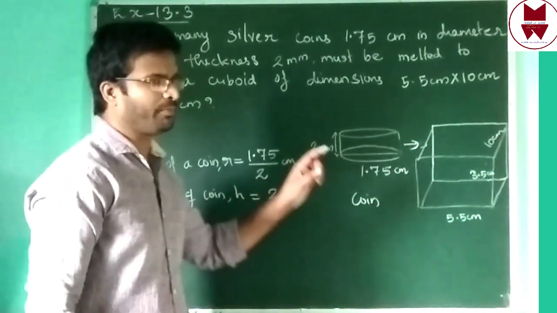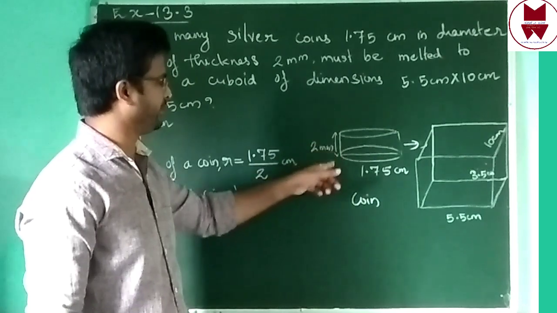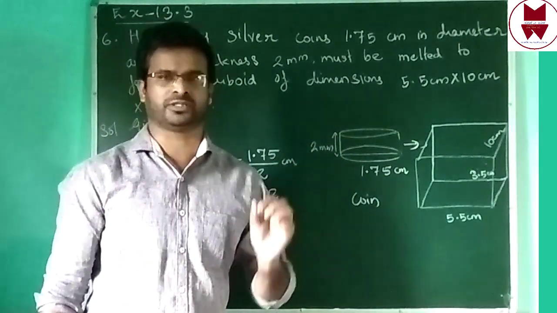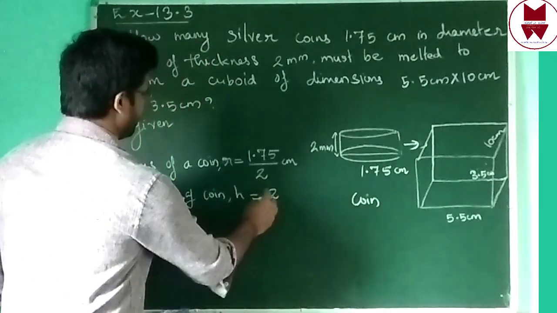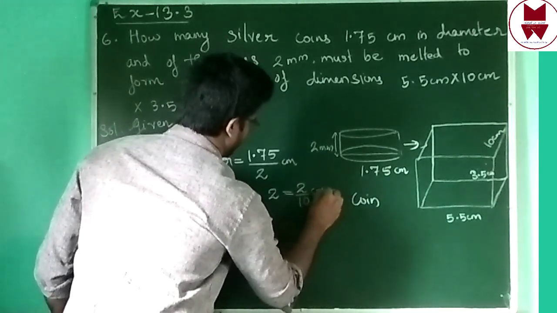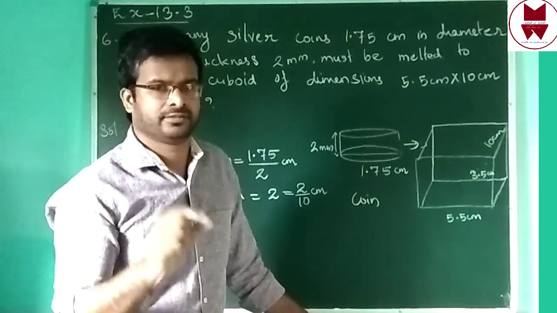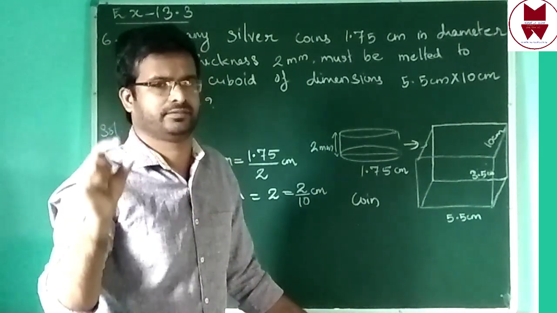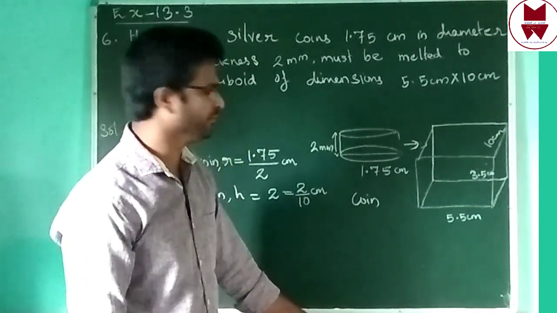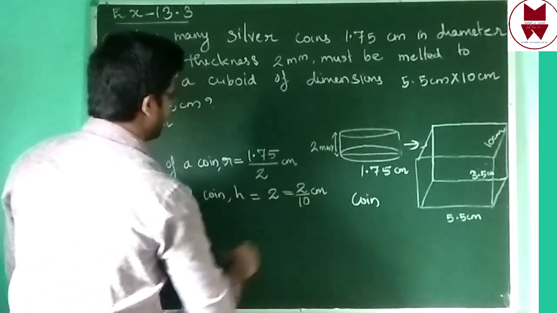Look here, 2 millimeter, isn't it? But the other measurements are all in centimeter, only this thickness is 2 millimeter, so change millimeter to centimeter. We need all measurements in the same unit. This 2 millimeter we can write as 2 by 10 centimeter, because 1 centimeter is 10 millimeters. You can see in your scale also, very small lines, 10 small lines within 1 centimeter. Then thickness of coin h equal to 2 by 10 centimeter.